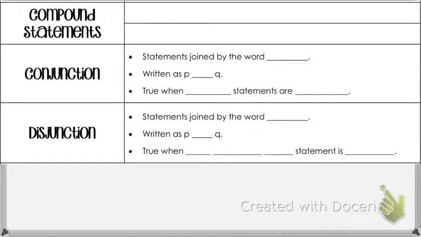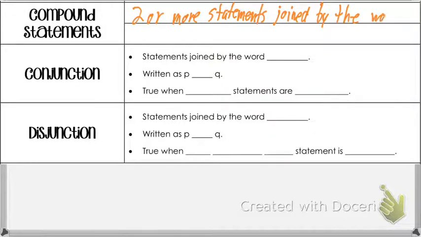Okay, compound statements. What would it mean? What do you think a compound statement will be? More than one. Okay, and we're going to put them together. Compound statements are two or more statements joined by the words AND, OR. I'm going to capitalize them just to make sure we know they're important. So we're going to use the word and, and we'll use the word or to join these statements together and call them compound statements.